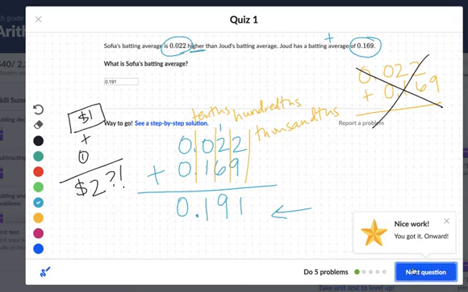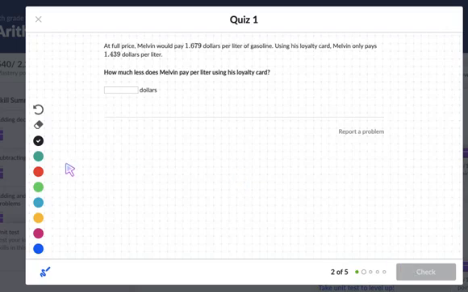Let's try another one. All right, go ahead and pause this video and try this one on your own first. It says, at full price, Melvin would pay $1.679 per liter of gas. Using his loyalty card, Melvin only pays $1.439 per liter. How much less does Melvin pay per liter using his loyalty card? So try it on your own first.